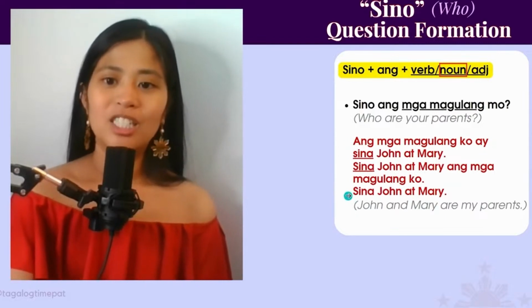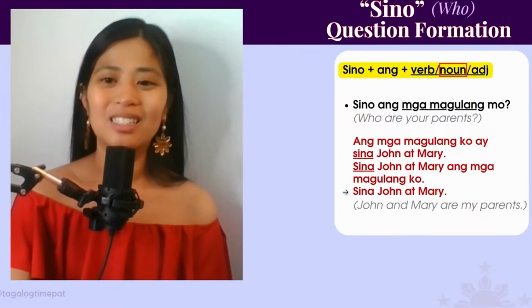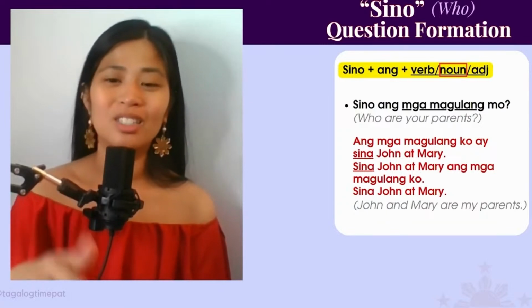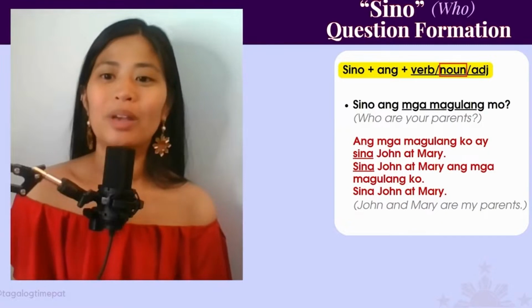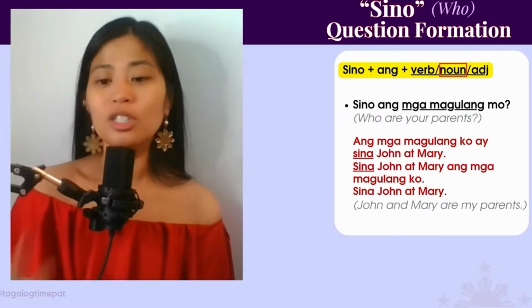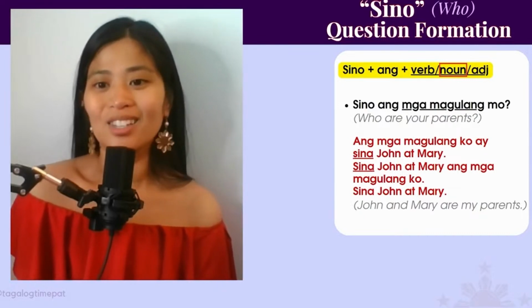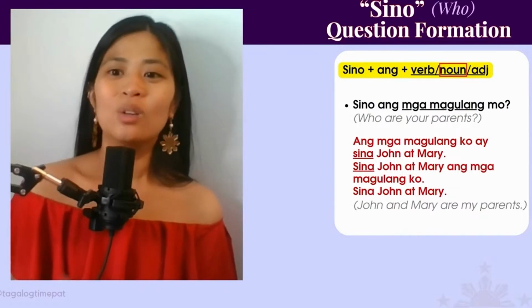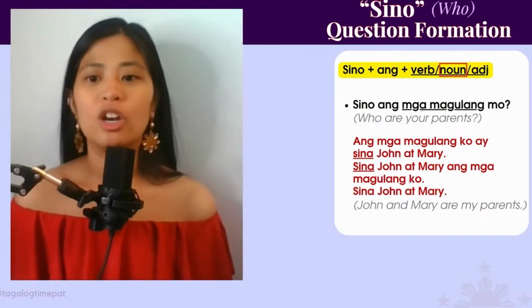When in doubt, go ahead and just use the shortest answer. I don't want you to sound redundant, and I also don't want you to have to think of too many vocabulary words or an extended sentence structure. So just answer it with the shortest answer because it's still correct. Sino ang mga magulang mo? Sina John at Mary.